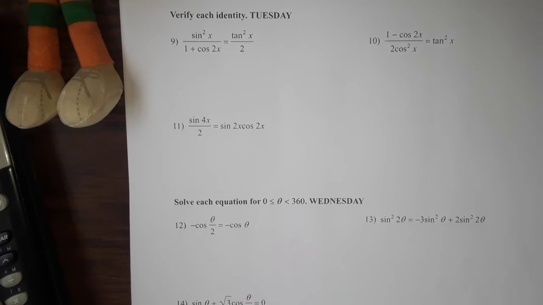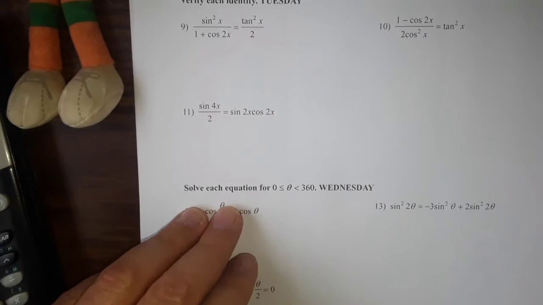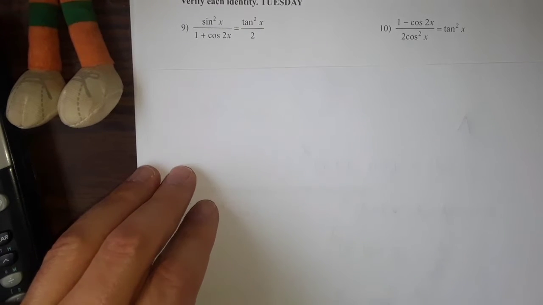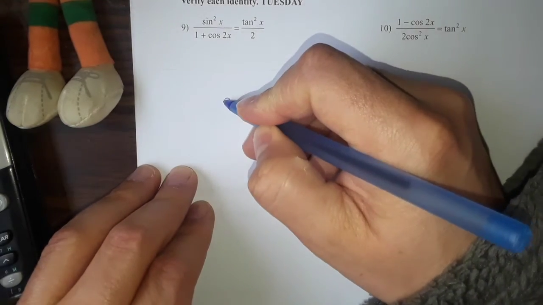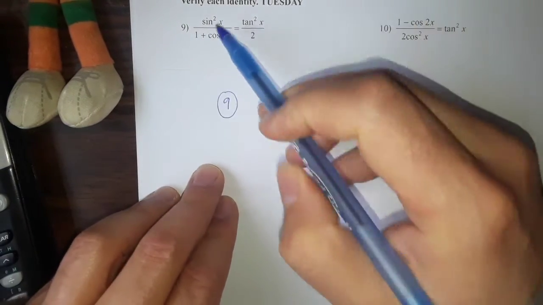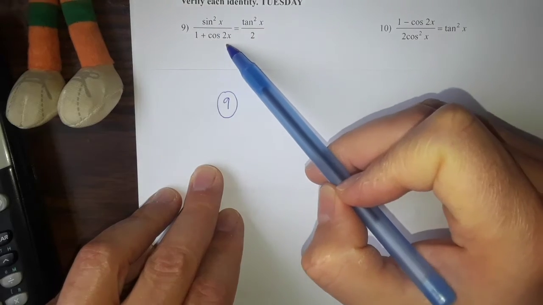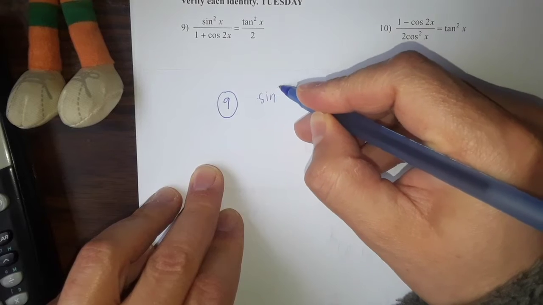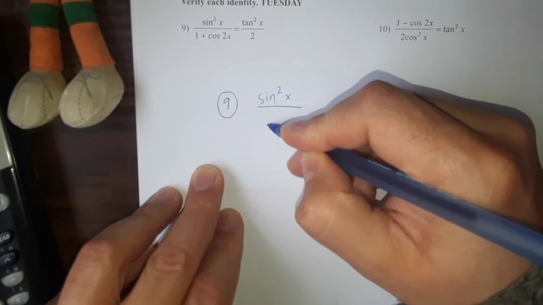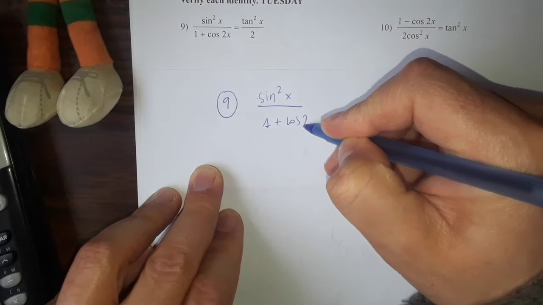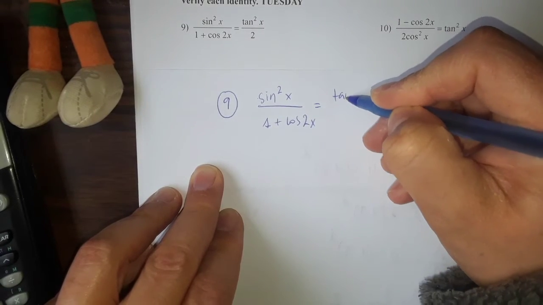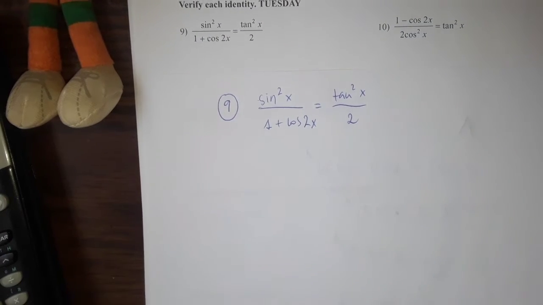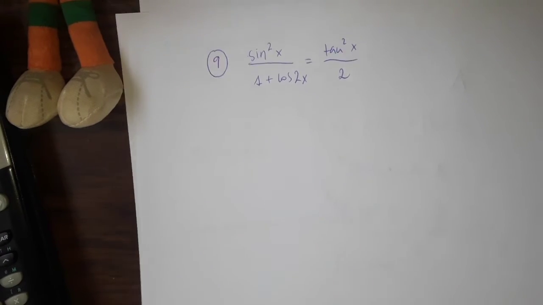So hi guys, now we're gonna work on verifying identities, and we have this equation here, number 9, which looks difficult, right? But maybe it's not that difficult. We want to prove that what we have here is the same as what we have here. So we have sine square of x over 1 plus cosine of 2x equals tangent square of x over 2, right? So we don't know where to begin, right?